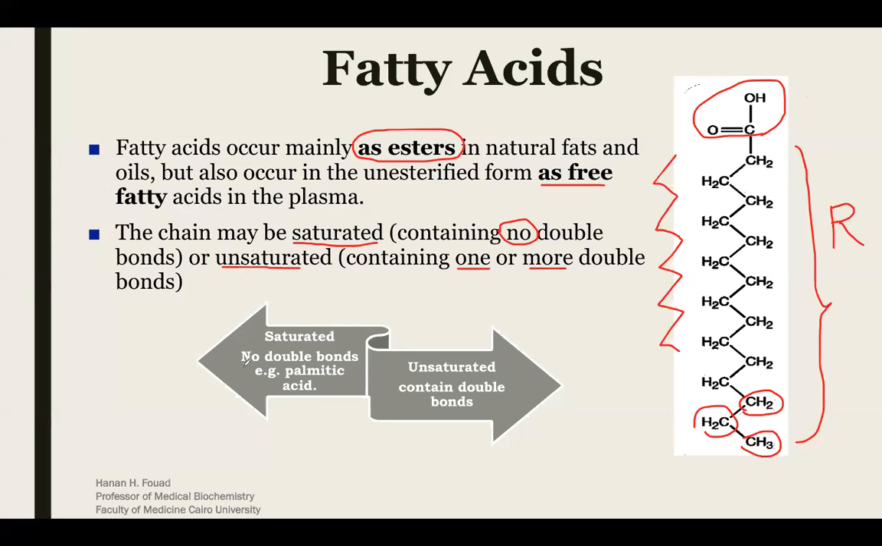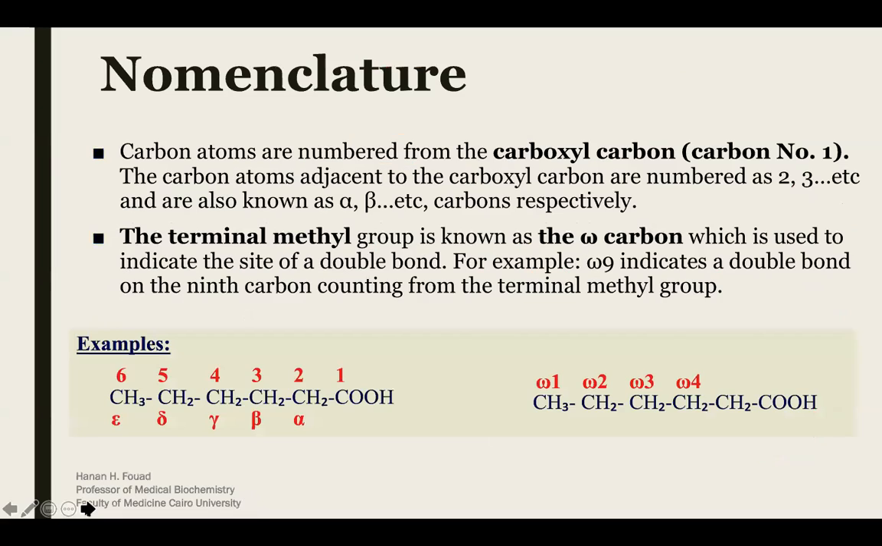Again, a saturated fatty acid has no double bonds. We are going to take examples such as palmitic acid. An unsaturated fatty acid contains one or more double bonds, and we are going to study examples of unsaturated fatty acids. I'm going to stop here to see if you are hearing me and understand everything.